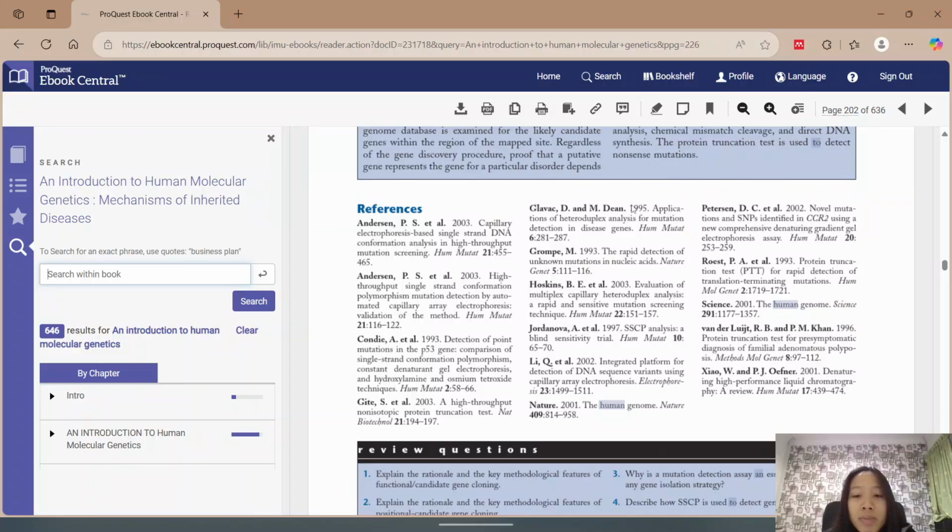I would recommend this book generally to medical biotechnology and biomedical science students, but for medicine and nursing students as well. But that's a little bit too much for them. That's all I have for this book review.